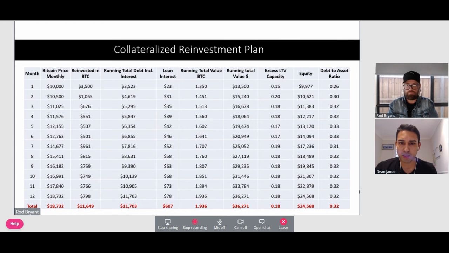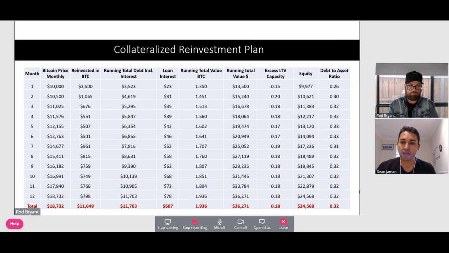And it shows you the portfolio valuation at the end of that year of $36,000. The key thing to be looking at is the equity. This is your portfolio value less the debt that you borrowed. So at the end of the year, $24,000, based on a Bitcoin price of $18,000 in one year's time.